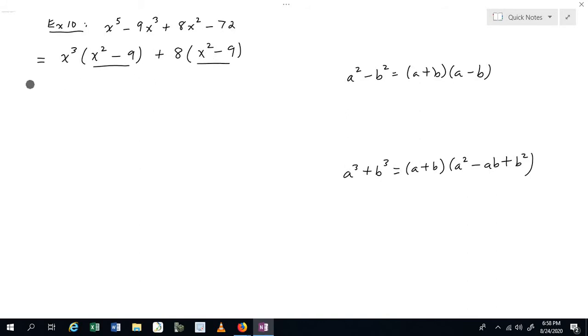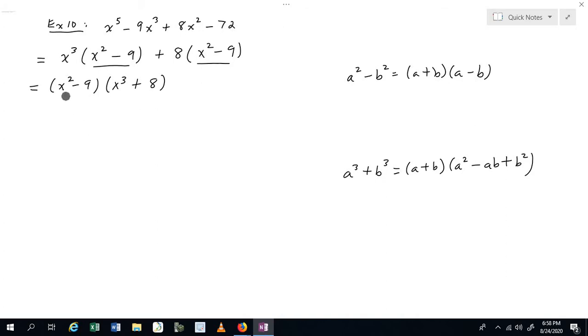So then you can factor this out of both of these terms. So I'm going to factor out the x squared minus 9. And then when you pull this out of here, you're left with x cubed. And when you pull it out of here, you're just left with an 8. Okay, so that's what you get after you factor by grouping.